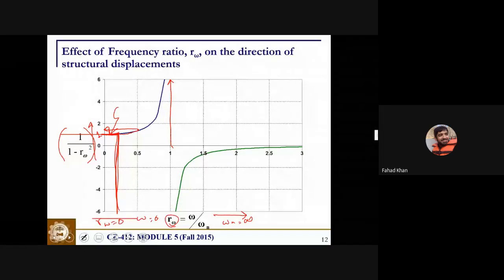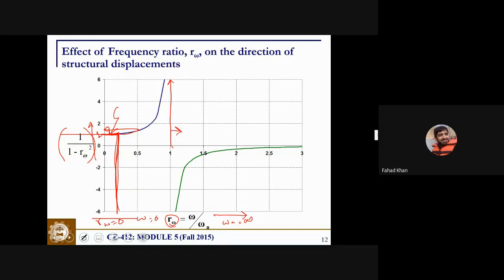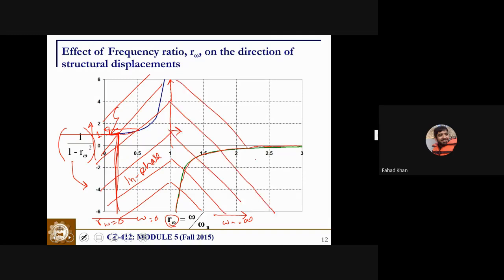and near 1 it has asymptotically reached infinity. Now, as soon as our omega value crosses this threshold of 1, meaning it has crossed the resonance condition, the amplification turns into the negative direction, and then it steadily converges towards the 0 point. All this portion before 1 is known as in phase displacements, and all the values after 1 are the out of phase displacements.